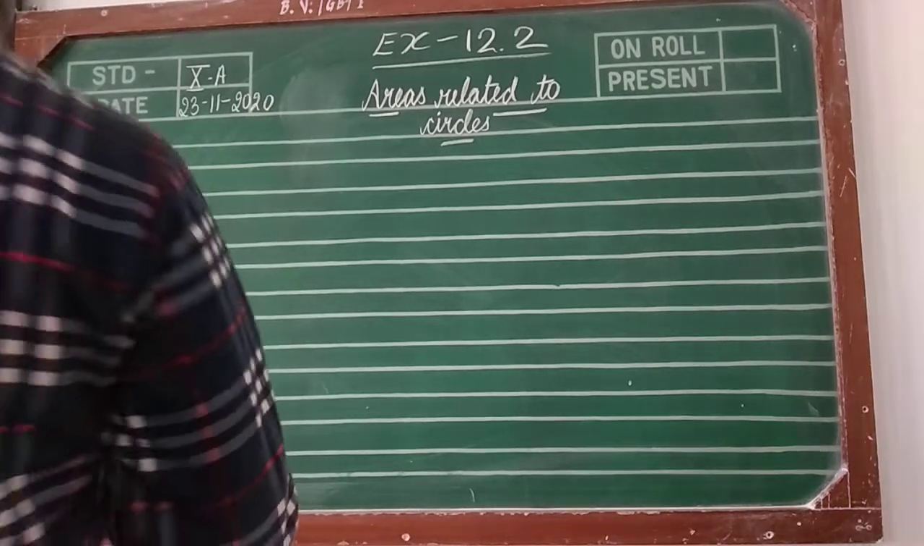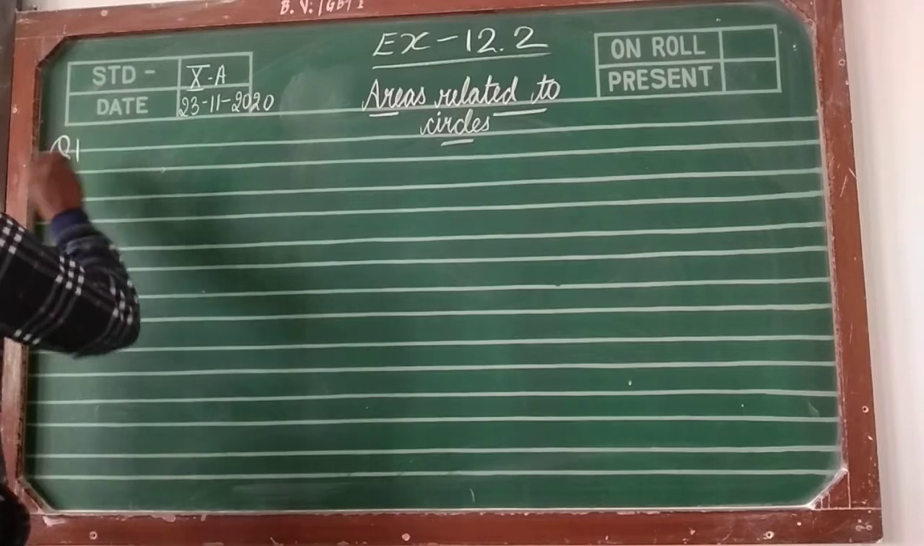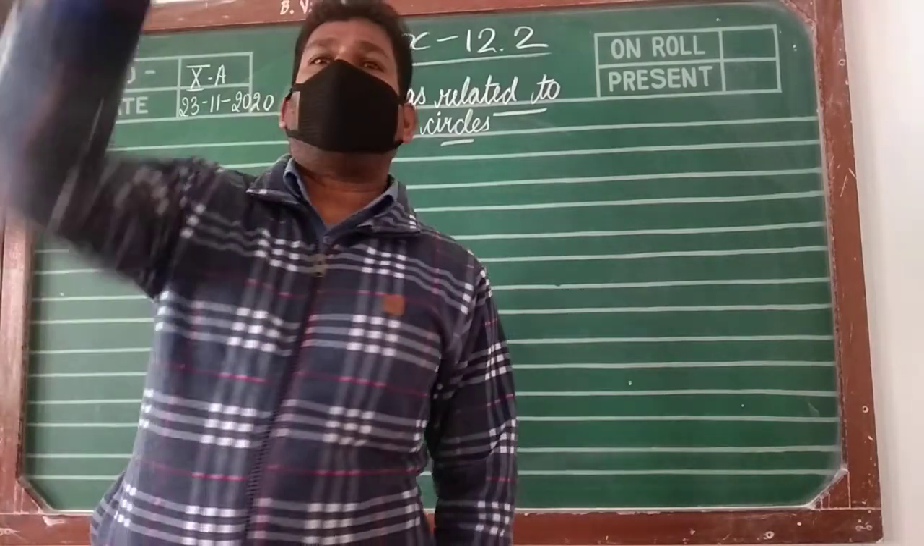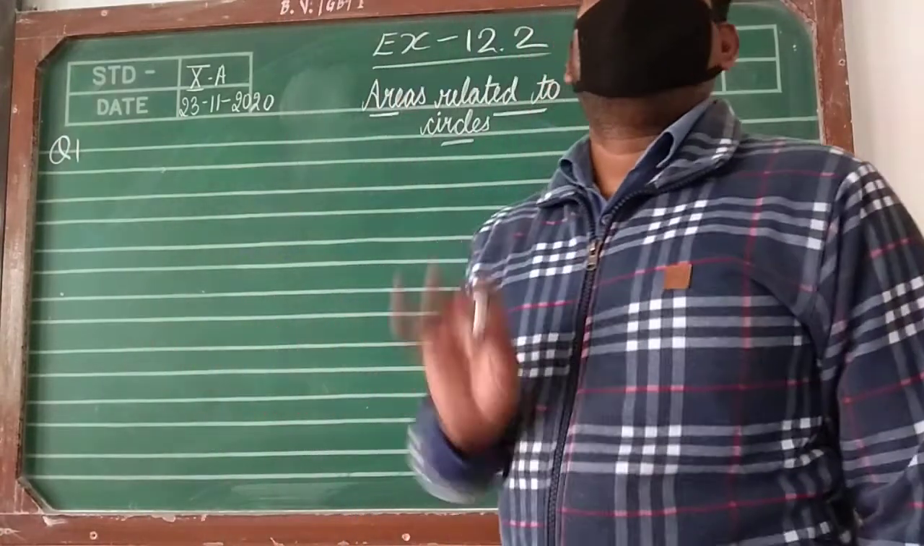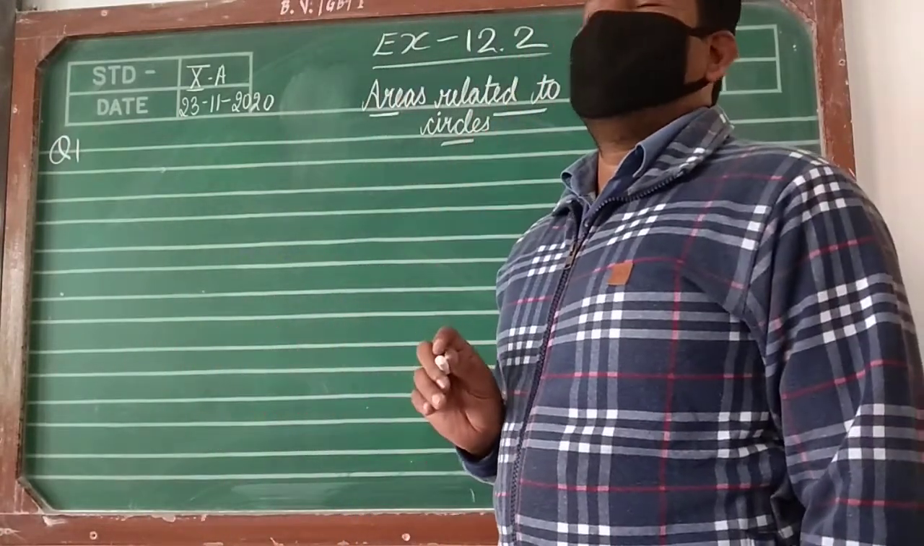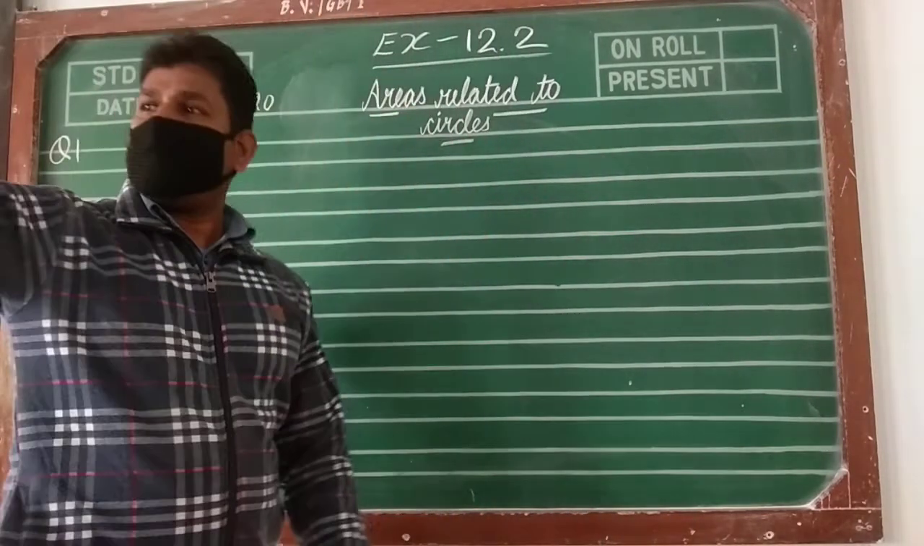Here's exercise 12.2, question number first. Let's read the question. Find the area of a sector of a circle with radius 6 cm if the angle of the sector is 60 degrees.